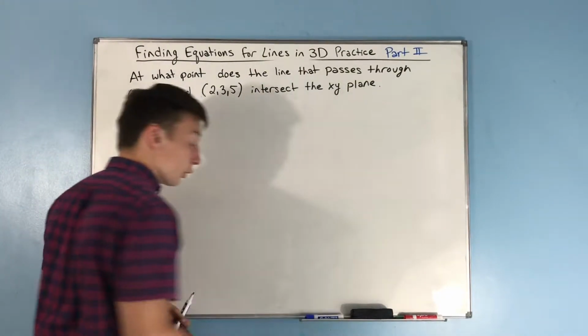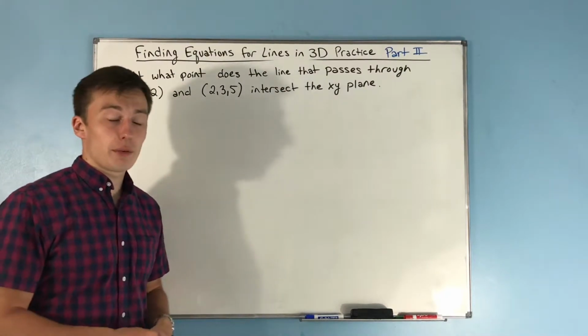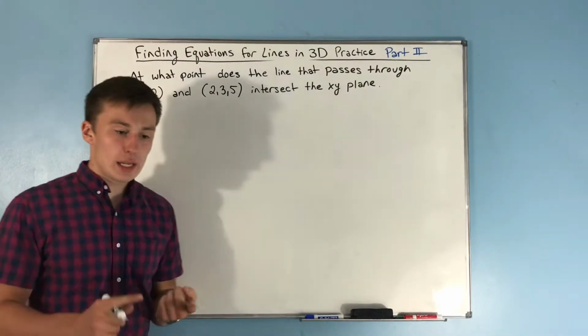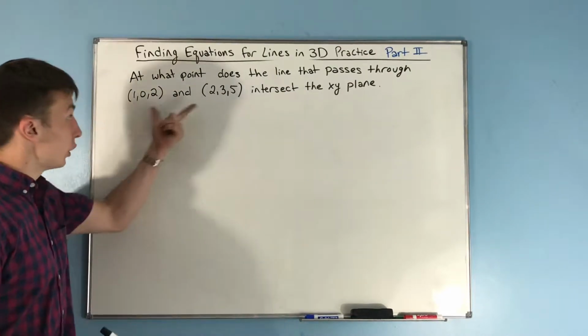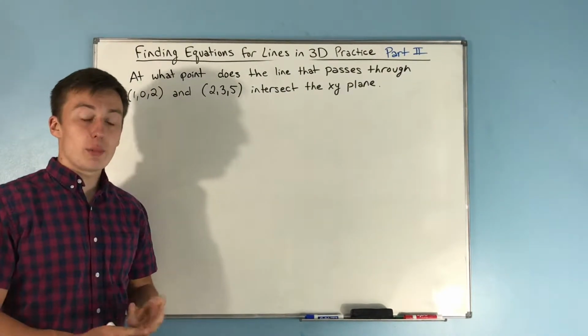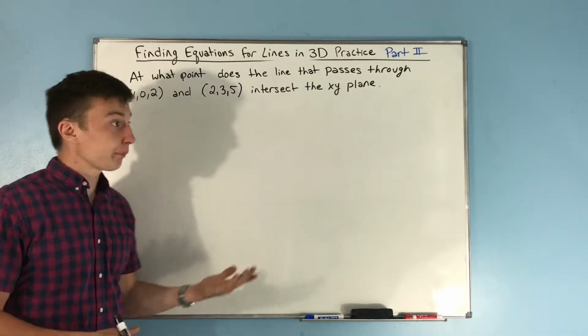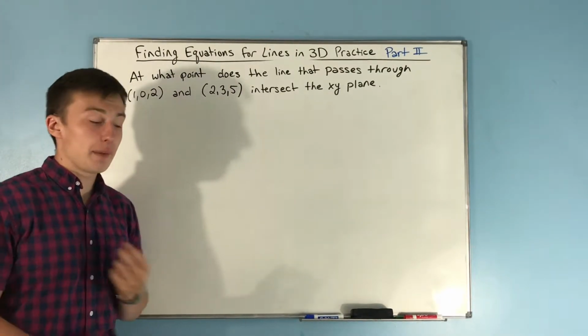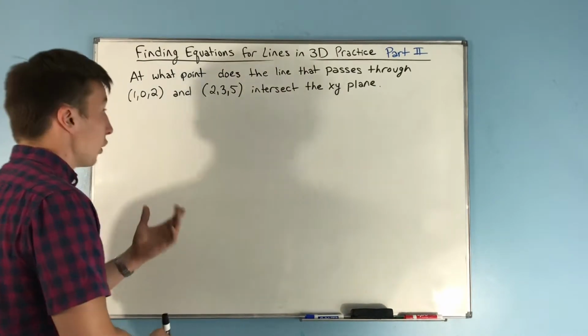Now, we need to find an equation for this line, and what do we need? We need a point. We have 2 points, but we need a direction. We need the direction that this line is moving in, and we have 2 points, but we don't have that vector. So what we need to do is make that vector.